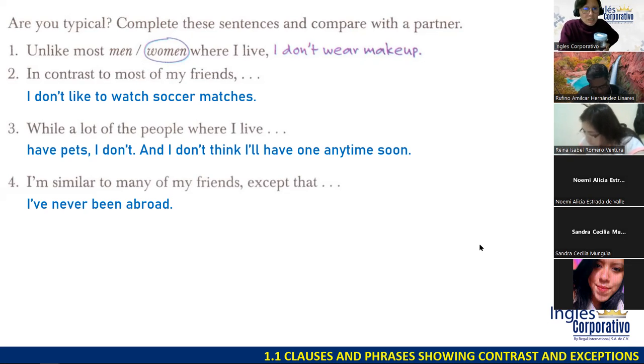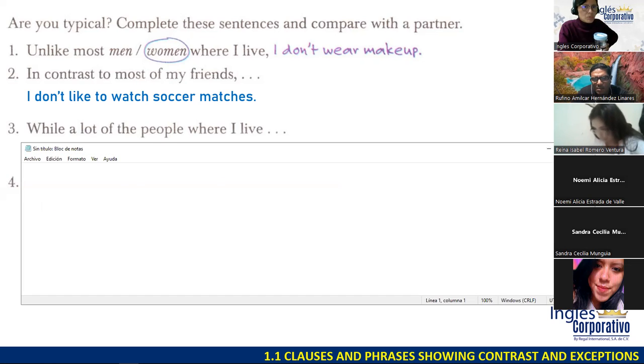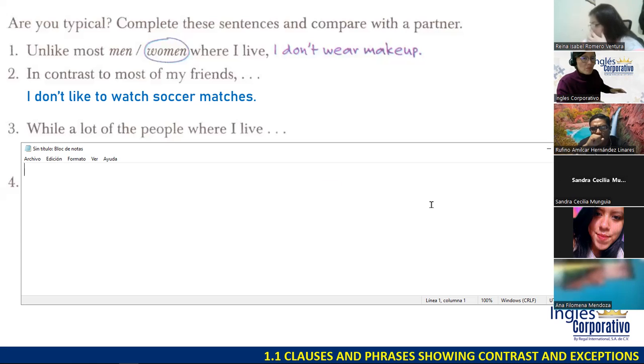Vamos a ver, chicos. Let's see. Let's go ahead and listen to some of your examples. I'm going to just open up here my whiteboard. Does any of you have examples or complete sentences already? Reina Isabel, please.